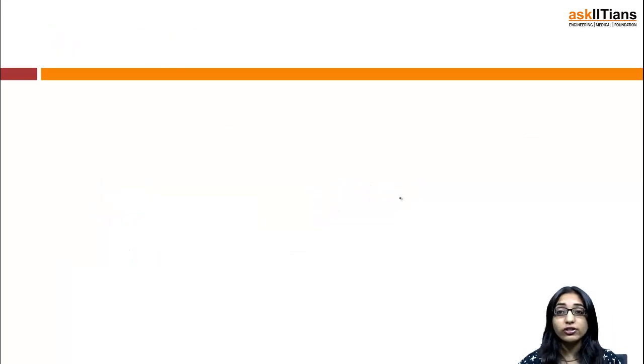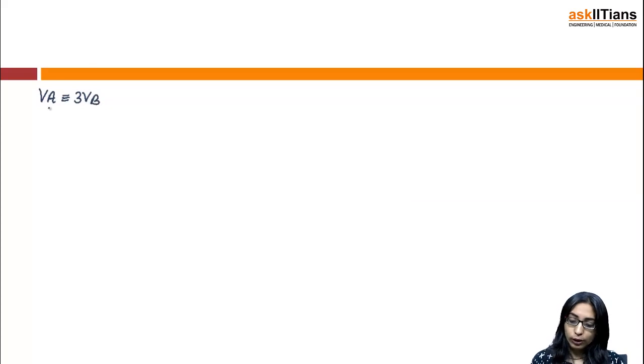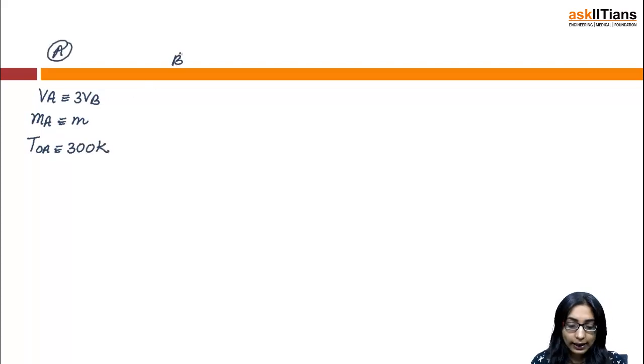Let me first write down the values which are given to me. The volume of vessel A is given to be 3 times the volume of vessel B, the mass of vessel A is given to be m, and the temperature of vessel A is 300 Kelvin. For vessel B, the volume is VB, the mass of vessel B is what we have to find out, and the temperature of vessel B is 500 Kelvin, that is given to me.